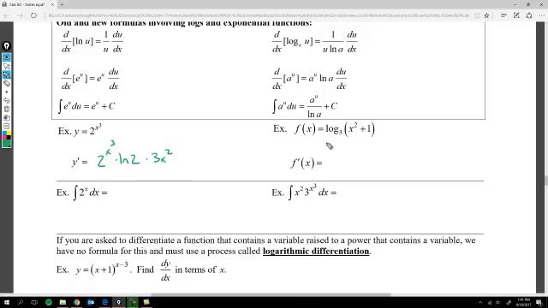All right, let's move on. Now we're going to do a logarithm. So we have log base 3 of x squared plus 1, and we're just going to follow this formula right here.